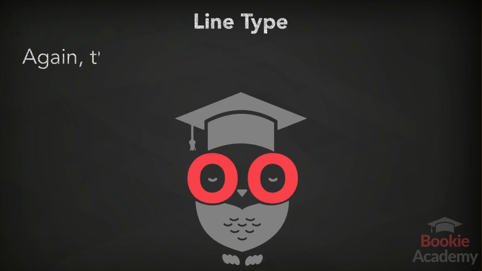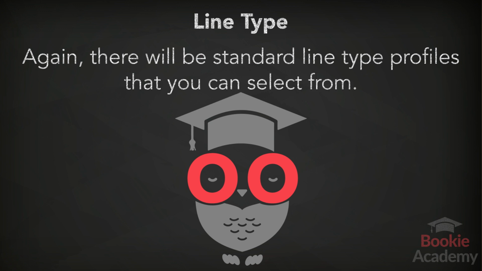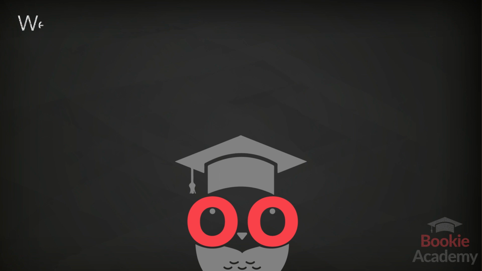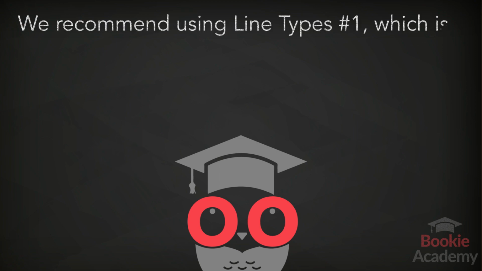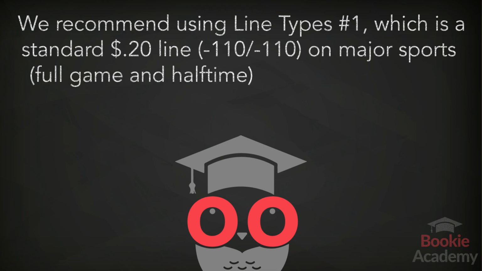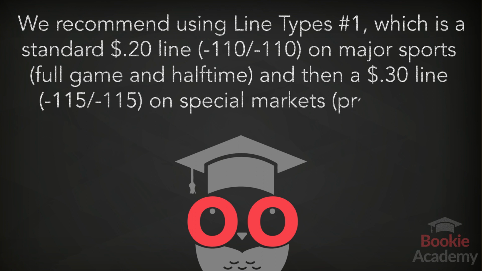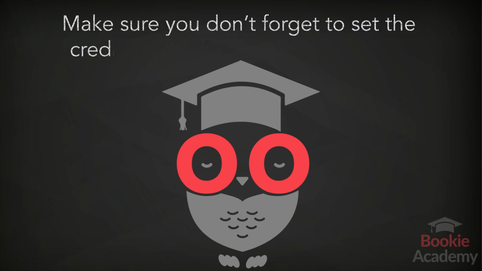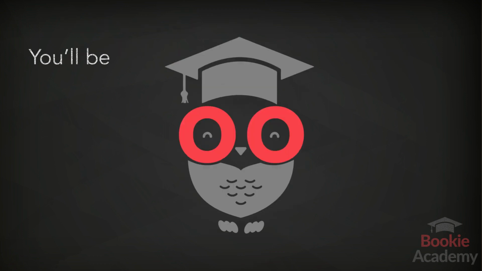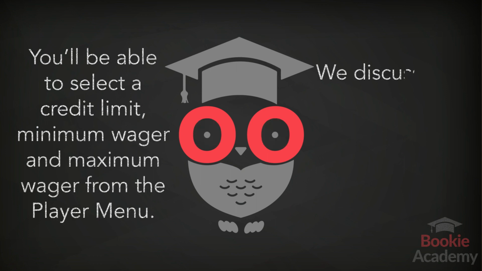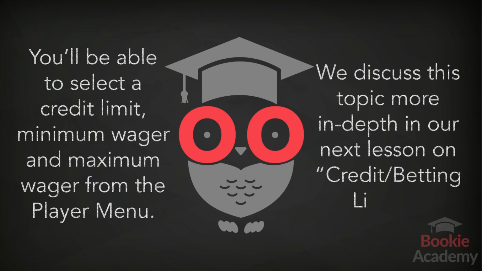Line type. Again, there will be standard line type profiles that you can select from. In order to maintain a reasonable hold percentage, you don't want to offer a low vig. We recommend using line type number 1, which is a standard 20-cent line, minus 110, minus 110 on major sports, full game and halftime. And then a 30-cent line, minus 115, minus 115 on special markets, props, and minor sports leagues. Limits. Make sure you don't forget to set the credit betting limits for each player. You'll be able to select a credit limit, minimum wager, and maximum wager from the player menu. We discuss this topic more in depth in our next lesson on credit betting limits.